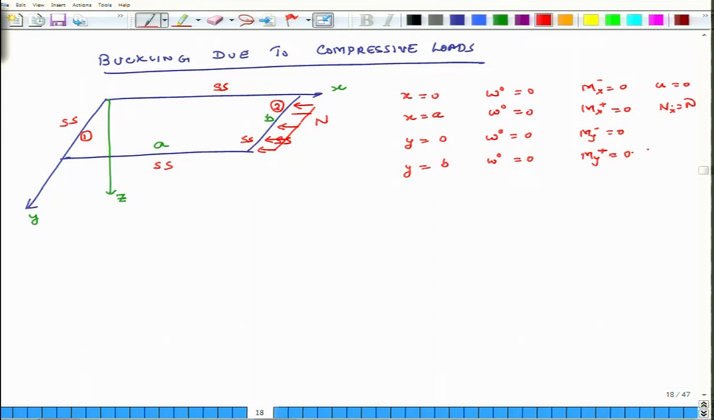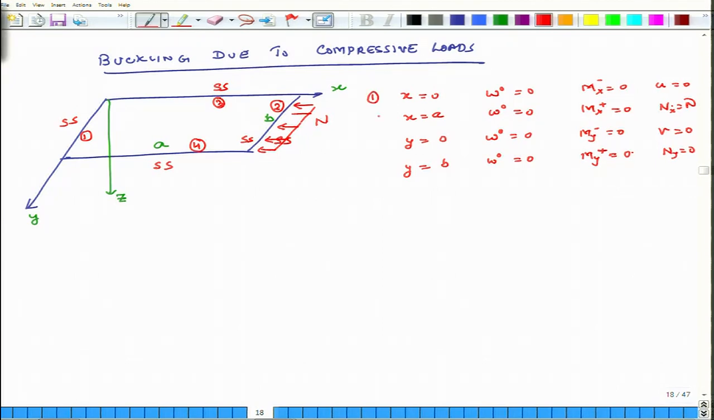and y equals b, w0 equals 0, and My plus equals 0. And what about u and what about v? Actually, it really does not matter. Actually, it will matter, I am sorry. So I will say that on y equals 0, v is equal to 0, and here Ny equals 0. So v is constrained to move in the y direction. So the plate is free to move in the y direction on edge 4. On edge 3, it is not free to move.